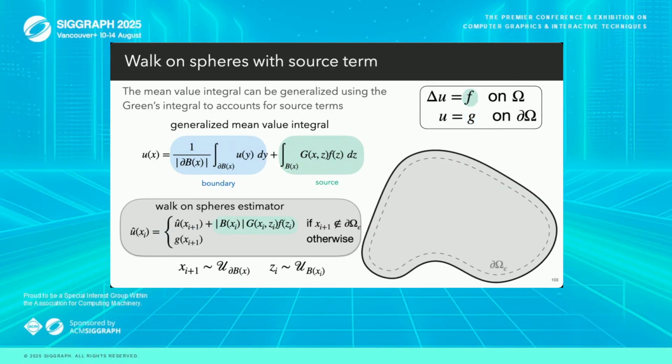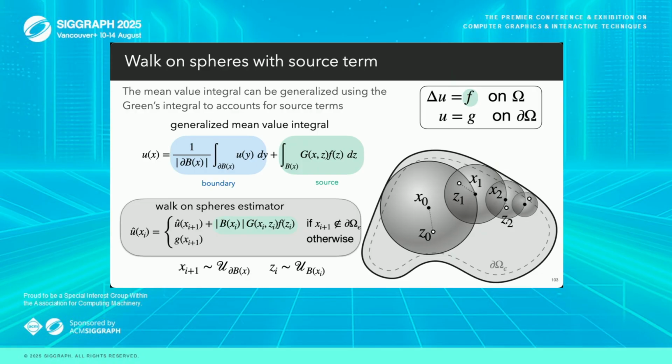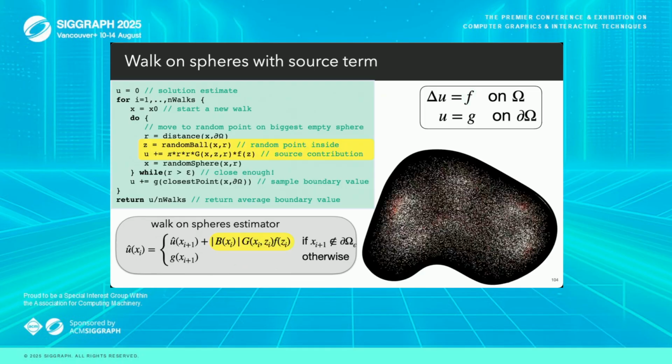And so what happens to our walk on spheres method? Well, it's identical to before, except for the fact that we have one additional sample that we take inside of the ball at each step of the walk. And we'll sum up the contributions from these samples as our walk progresses. And that's all we need in order to extend to this much broader class of Poisson equations.